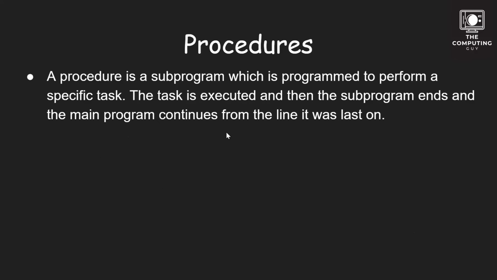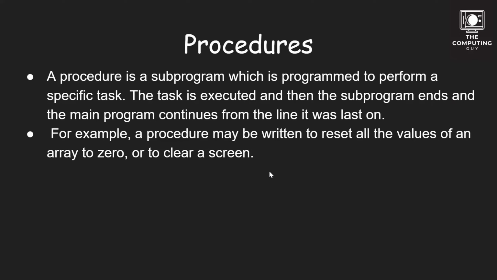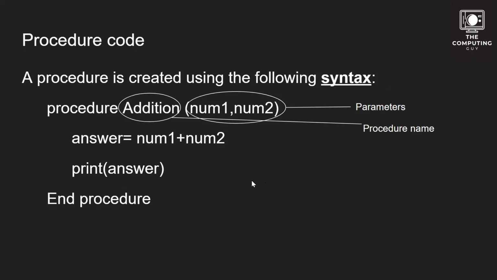So let's look at procedures. So a procedure is a subprogram, and again, it performs a specific task. The task is executed. When the subprogram ends, the main program continues from the line it was last on. Now, for example, a procedure may be written to reset all the values of an array to 0 or to clear screens. Now, here is an example of pseudocode for a procedure.